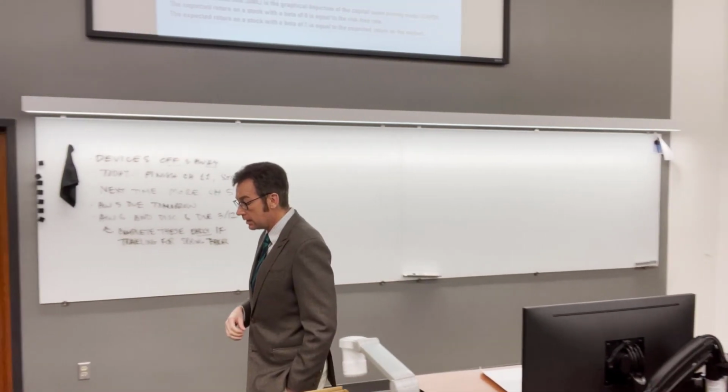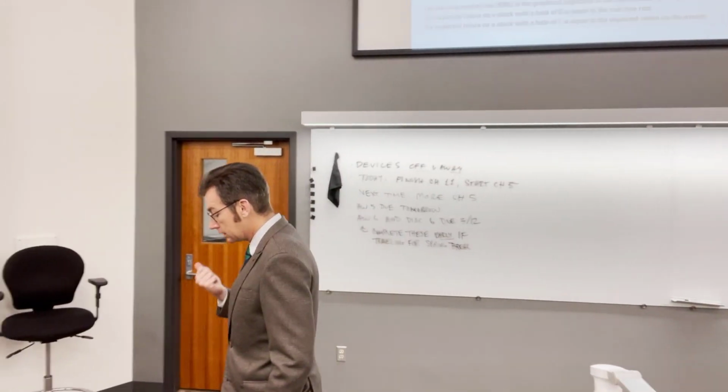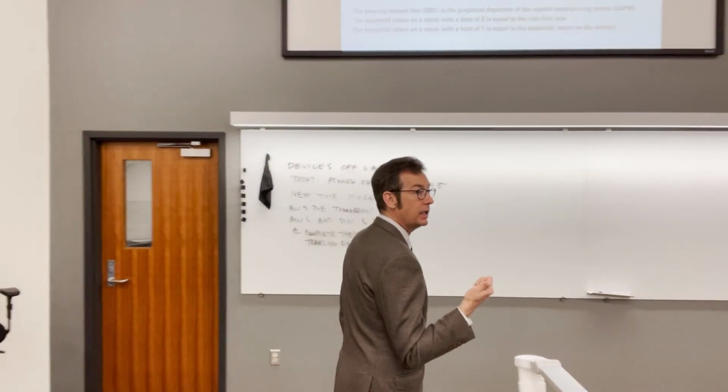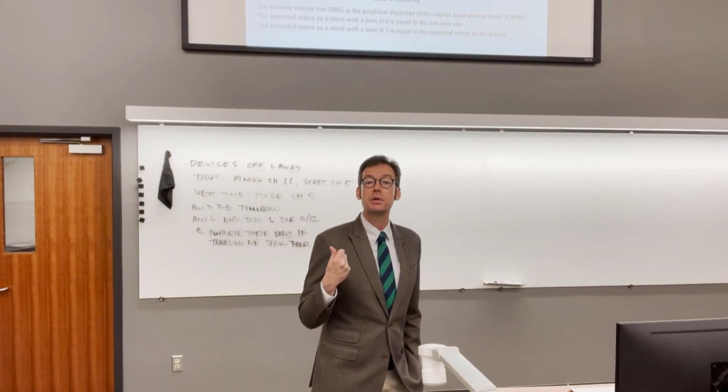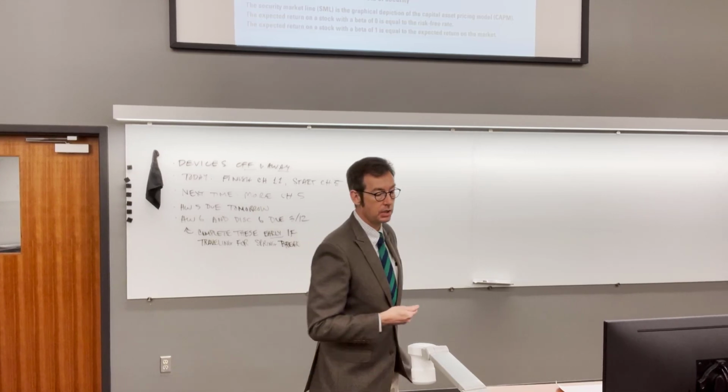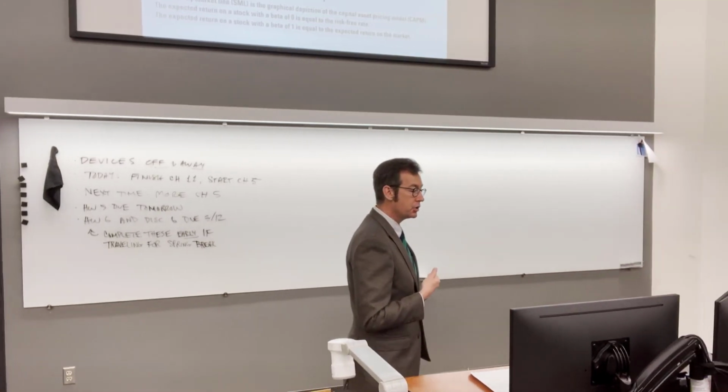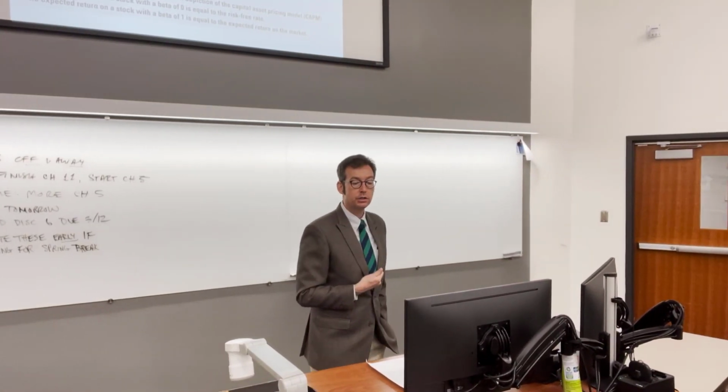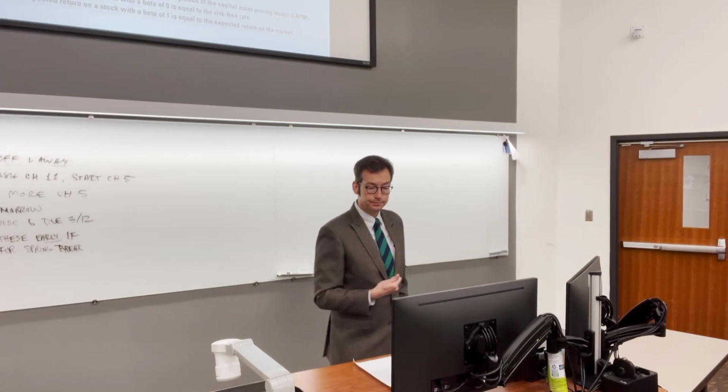So now we're going to move on and talk about the security market line. We know that risk and reward have to go together. We know that beta represents systematic risk, which is the kind of risk that the market rewards. Therefore, there should be some sort of mathematical relationship between the beta of a stock and the expected return on the stock. And that relationship is given to us by the security market line.